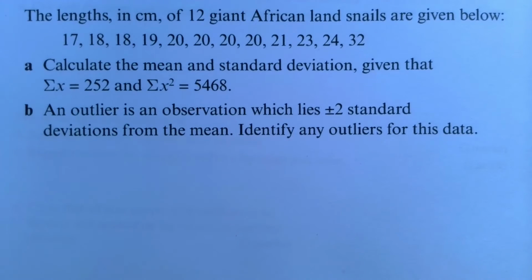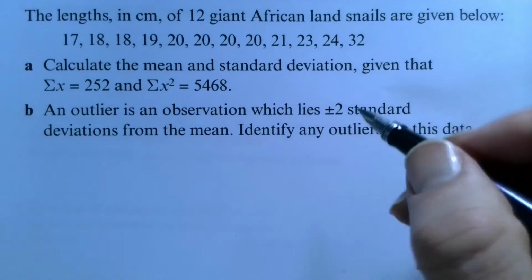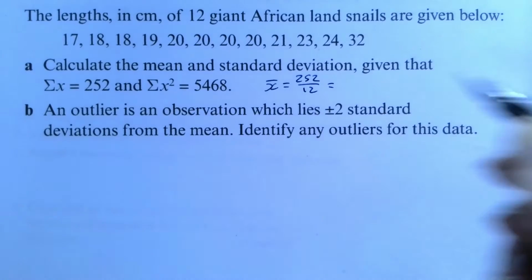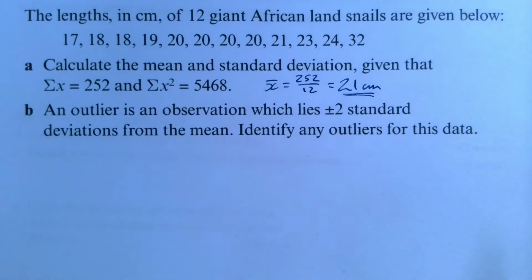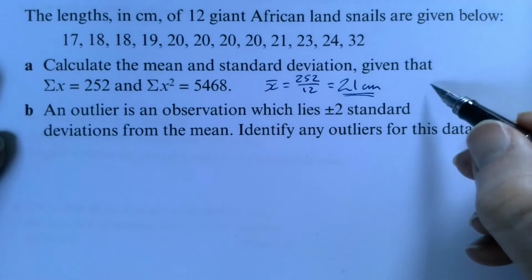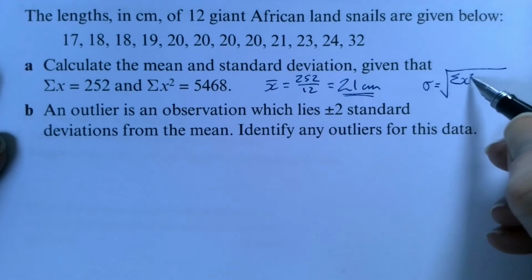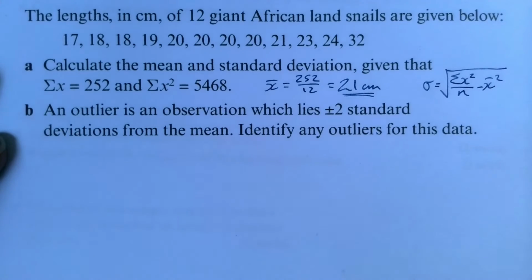Next up, from our blood glucose levels, we go to the exciting area of giant African land snails. So a bit of practice calculating the mean and standard deviation. They've told us what they all add up to. We could do that just by adding them up as well if we needed to. So the mean is going to be 252 divided by 12, which is exactly 21 centimetres. And then the standard deviation, we're going to need to use the sum of everything squared, they've told us, divided by how many we've got, take away the mean squared.